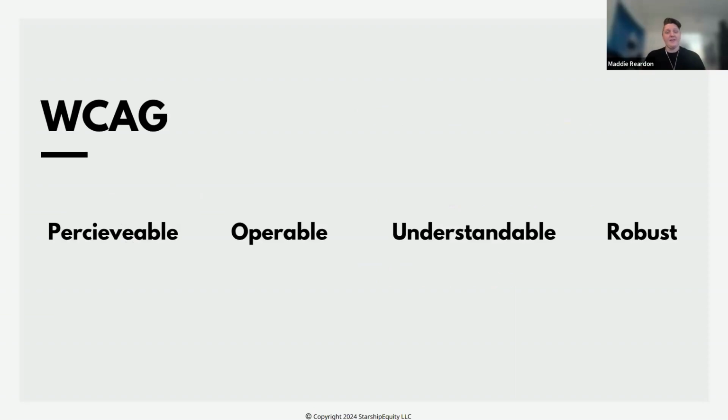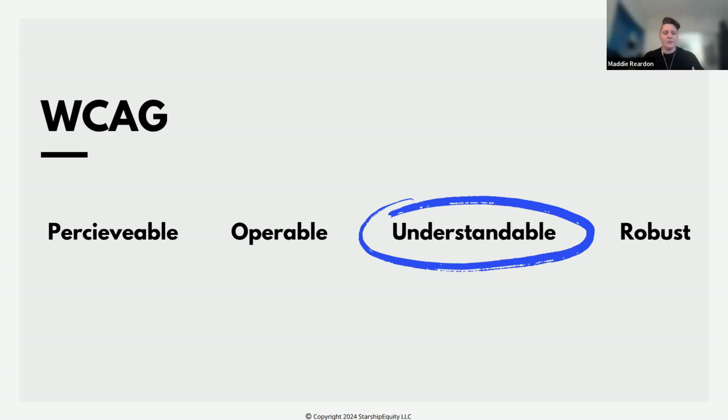So before we dive in, just to center everyone with what we're talking about, we're going to be focusing on the understandable principle of the 4 principles of the Web Content Accessibility Guidelines. So for those who maybe aren't as familiar with that, the understandable principle focuses on text that is readable and understandable. Content appears and operates in predictable ways, and users are helped to avoid and correct mistakes. So that is what the understandable principle really tries to focus on.